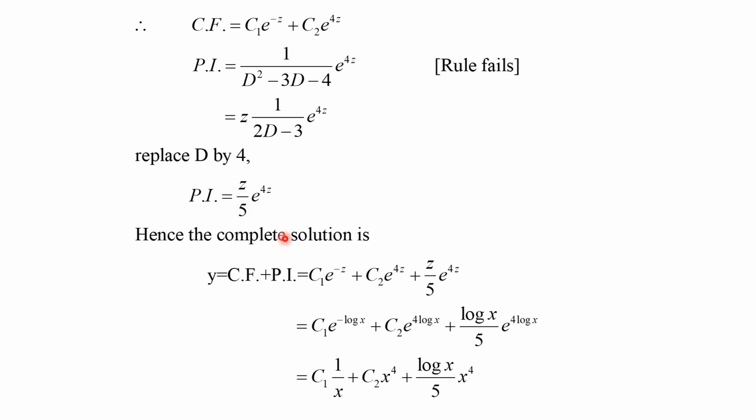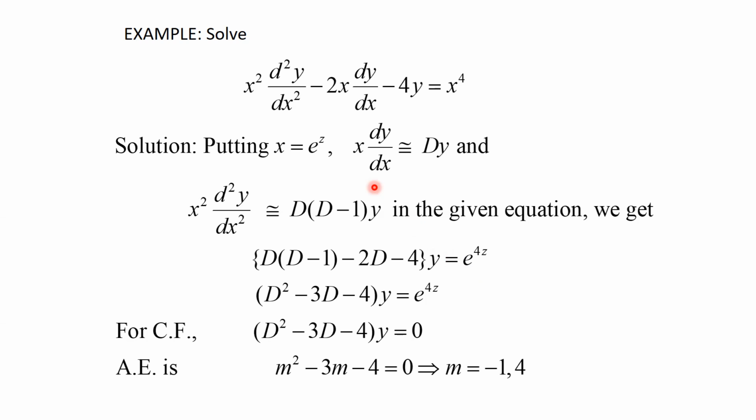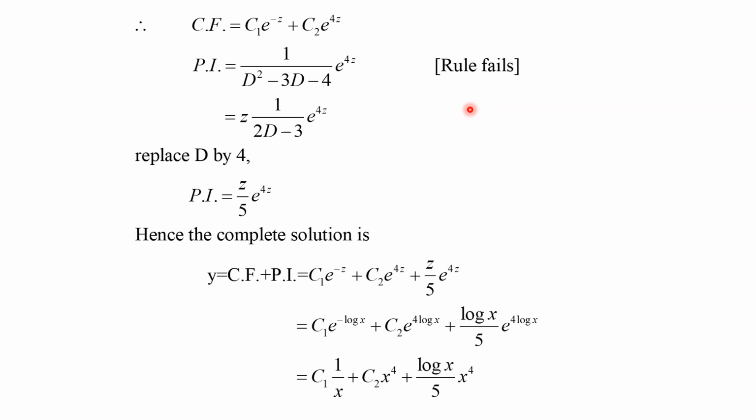Now the complete solution is y = complementary function plus particular integral. Now put the value of the complementary function plus the particular integral. This solution is in the form of variable z, but the given equation is in the form of variable x. So the solution should be in x variable form. Now put the value z = log x in the complete solution.